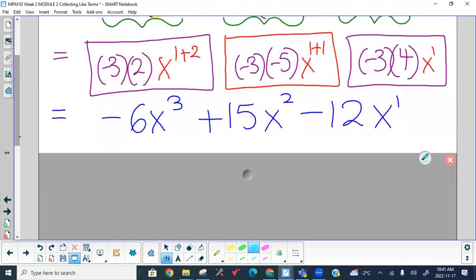And finally, if I actually multiply, -3 times 2 is -6. Add my powers, I get -6x to the power of 3. Second term, -3 times -5 is +15. Add my powers, x to the power of 1 plus 1 gives me x to the power of 2. And -3 times 4 is -12. And I keep my x to the power of 1.